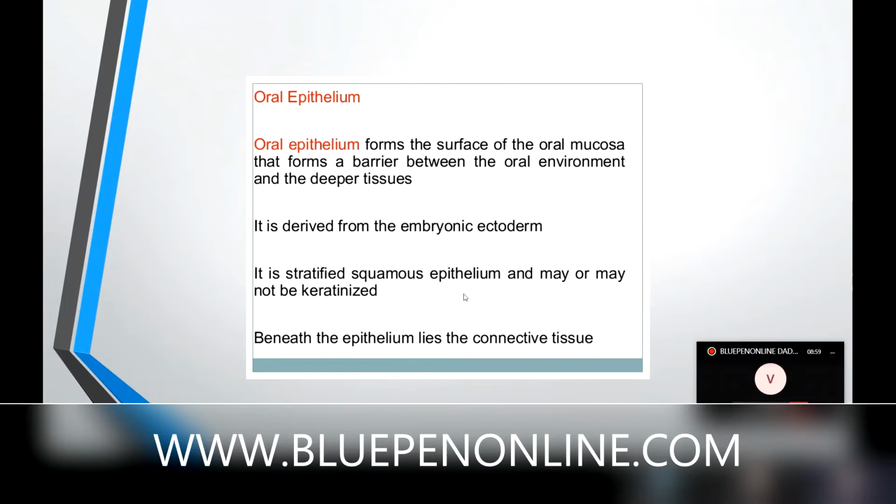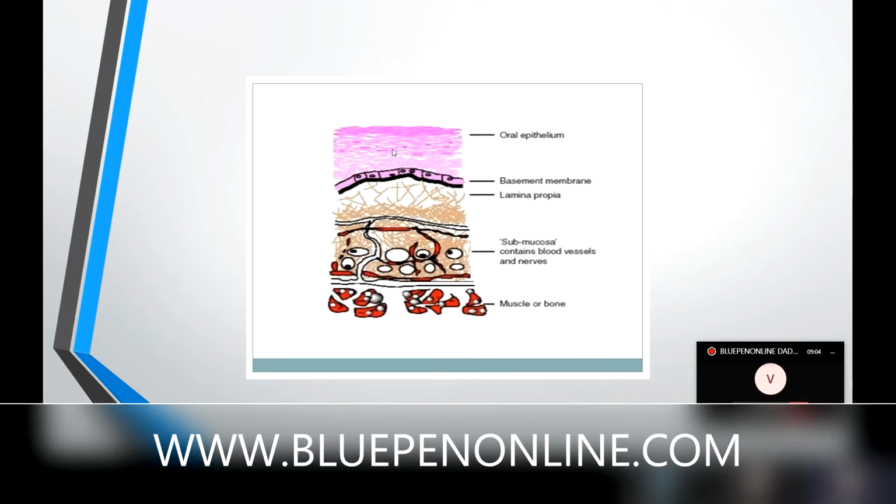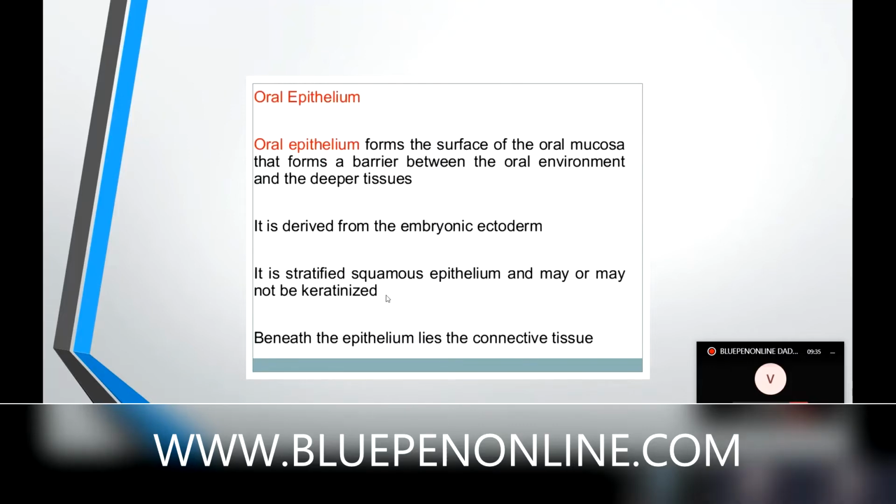It is stratified squamous epithelium and may or may not be keratinized. In this epithelium there are a few cells called keratinocytes. If the keratinocytes are present, they secrete keratin. Keratin is a proteinaceous layer over the epithelium, which is more resistant. Such epithelium is called keratinized epithelium. If there are no keratinocytes in the epithelium, then the protein layer is not formed, and that is called non-keratinized epithelium. Oral epithelium is mostly keratinized; in few, very rare cases, it is not keratinized.